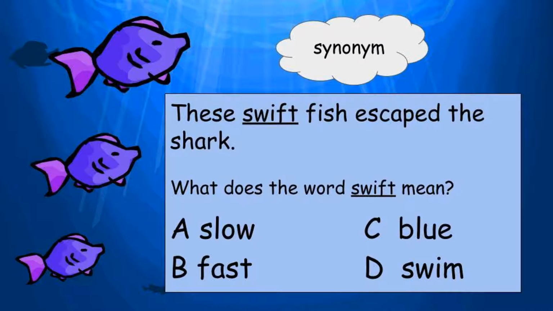Here's an example. These swift fish escaped the shark. What does the word swift mean? A, slow, B, fast, C, blue, or D, swim. If you said that the answer was B, fast, then you are correct. Swift fish have to be fast to escape a shark. A synonym for swift is fast.